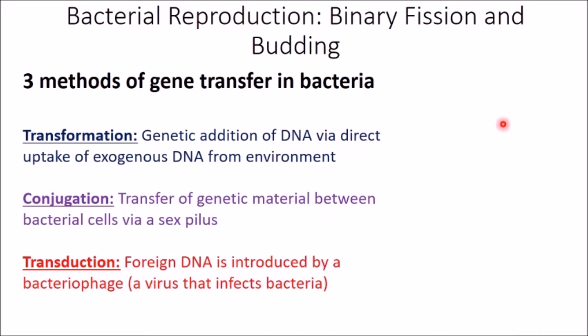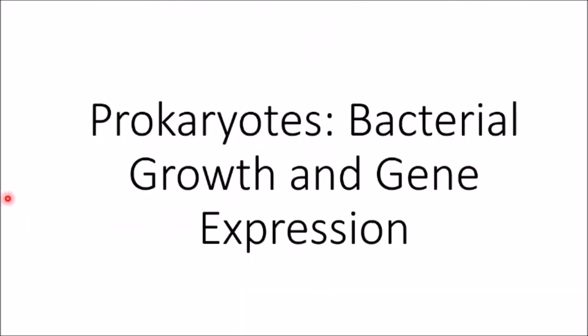There are three methods of gene transfer. Again, transformation, which is genetic addition of DNA via direct uptake of exogenous DNA from the environment. Conjugation, which is the transfer of genetic material between bacterial cells via sex pilus. And transduction, where foreign DNA is introduced by a bacteriophage, a virus that infects bacteria. So now we'll continue with bacterial growth and gene expression.